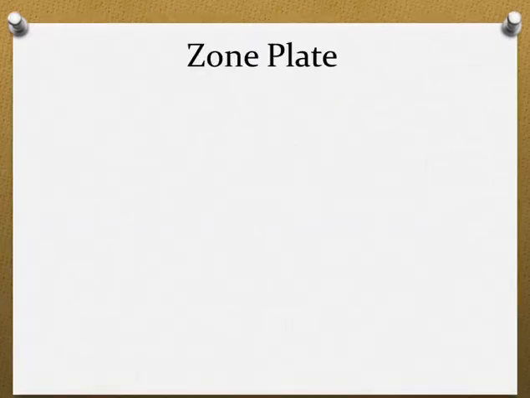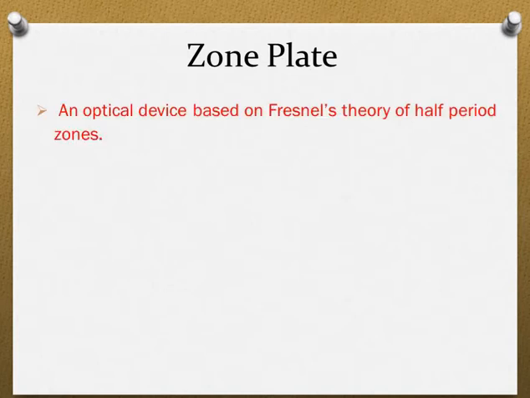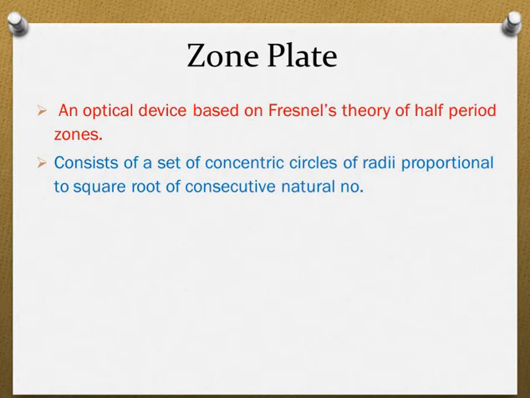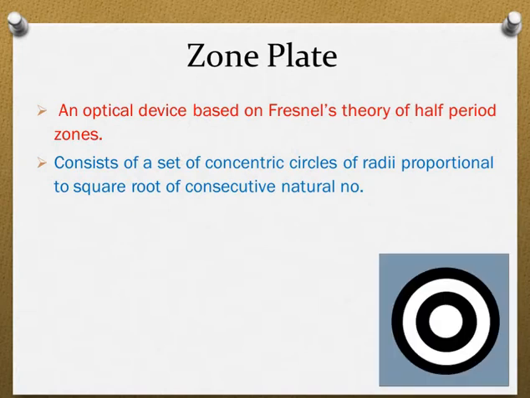So let's begin. The first question is, what is a zone plate? A zone plate is an optical device that is based on Fresnel's theory of half-period zone. It is made up of a glass, which consists of a set of concentric circles whose radii are proportional to the square root of consecutive natural numbers. Natural numbers are 1, 2, 3, 4, 5, and so on.